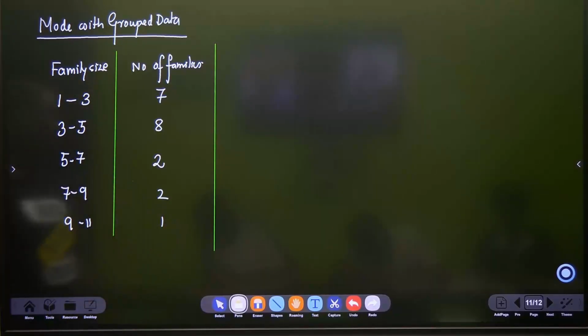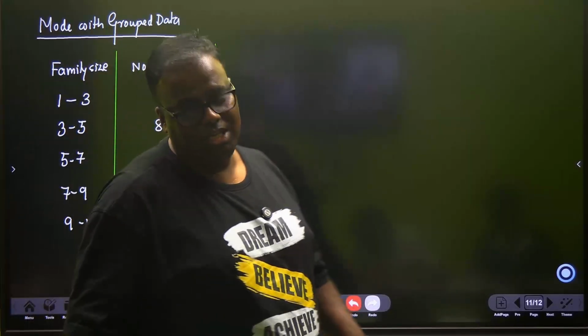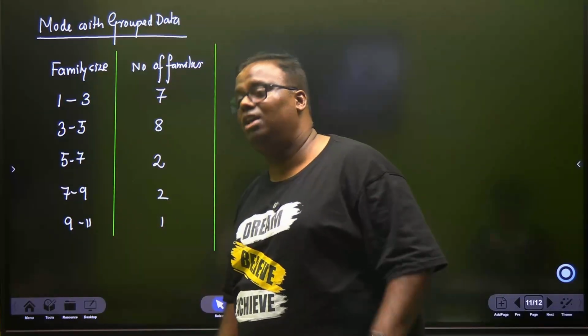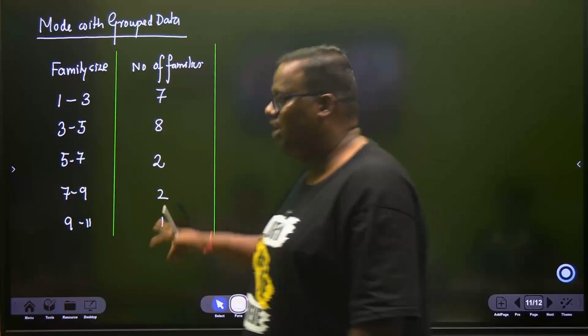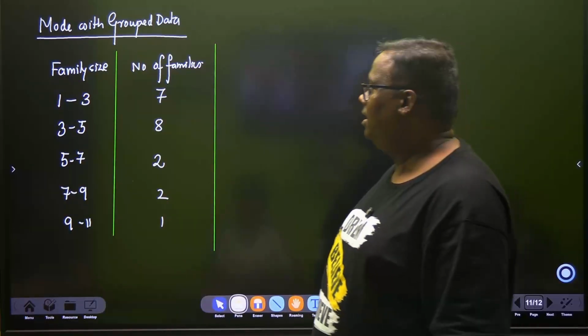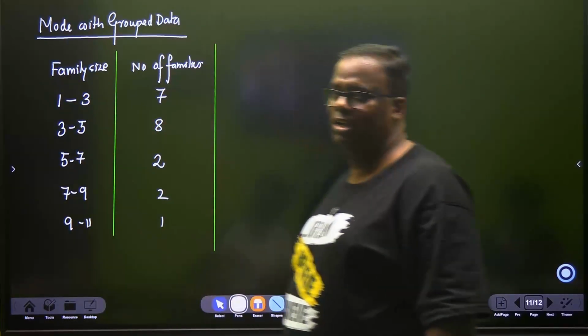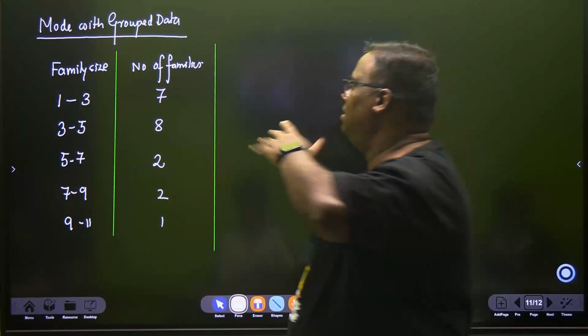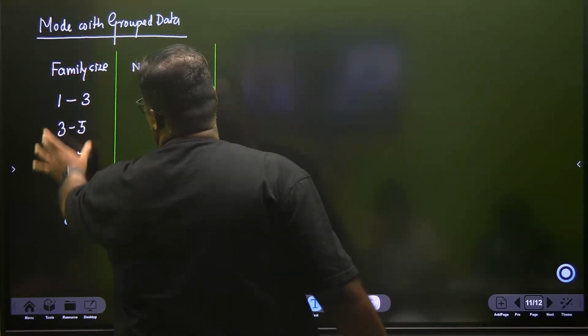Even by looking at the data, you can understand whether this data is realistic or not. Houses with 11 people in one house will be very few, so 1. You will find many more families of 1 to 3, so 7. Okay, this is right now what we call group data.